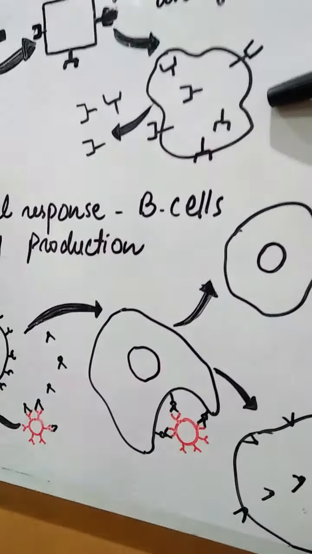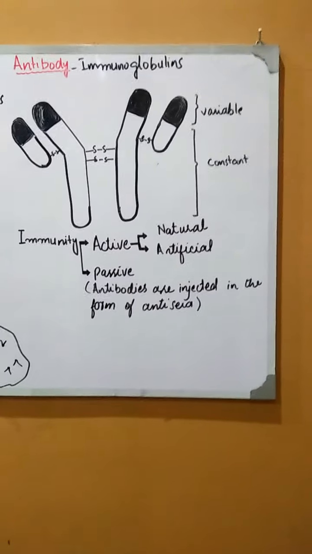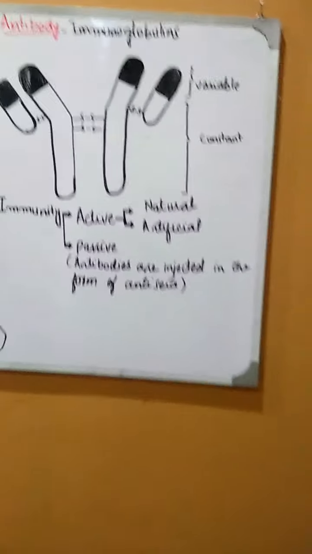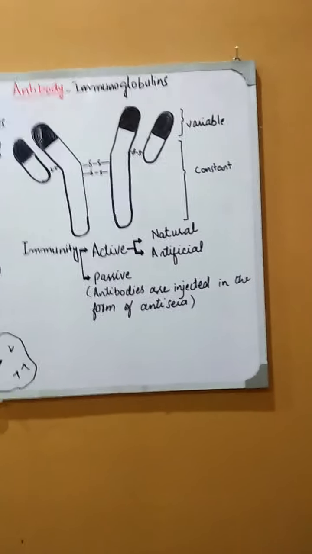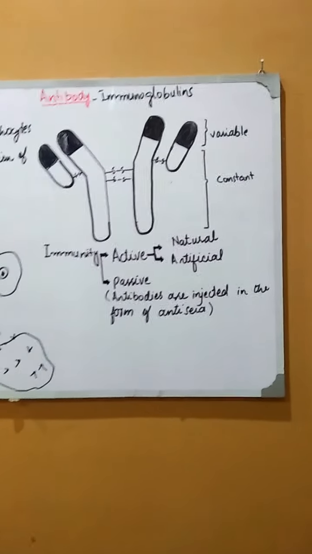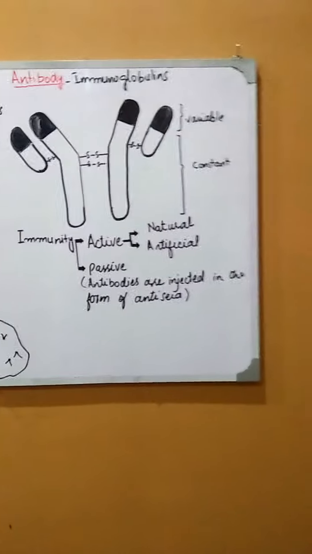The anti-sera, as I have already told you, is the plasma, and anti-serum will be without blood cells and without blood clotting proteins. So anti-sera does contain antibodies, like in case of corona, the anti-sera plasma is injected into the body of critically ill patients. So this was all about immunity.